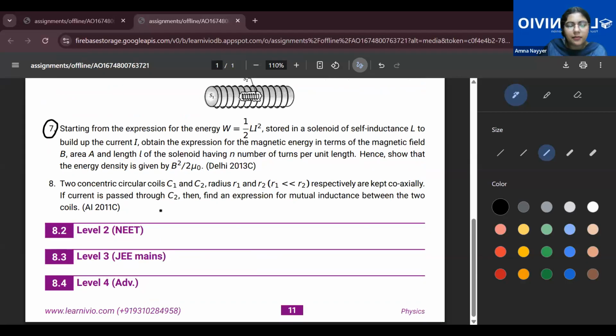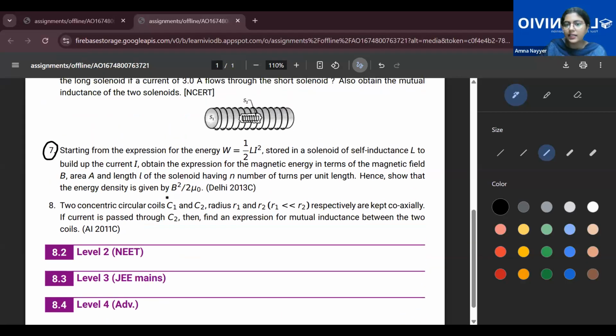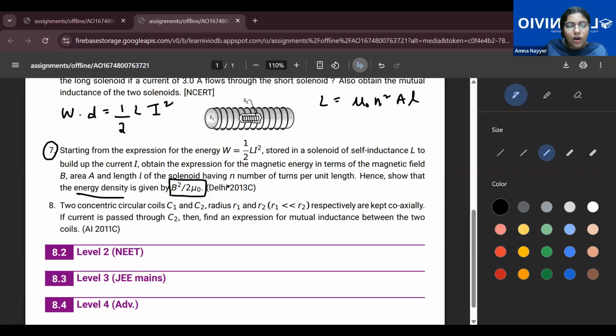It says work done is given by half Li square. You have to show that B square by 2 mu naught is the energy density. So we'll write the values of each. L is for a solenoid. Remember self-induction, we derived the formula and we got mu naught n square A into L. While for the current, B is equal to mu naught Ni. So from here I can say I is equal to B divided by mu naught N.